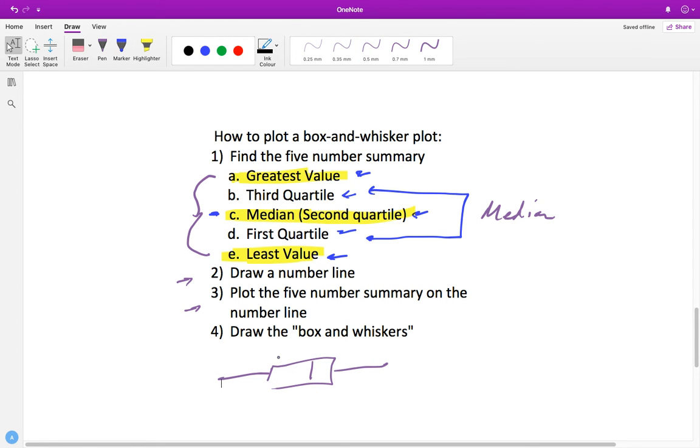All right? That is how we will draw the box and whisker plot. So let's go ahead and get started on this now. And then through this example, I'll show you how we can find the third and first quartile.